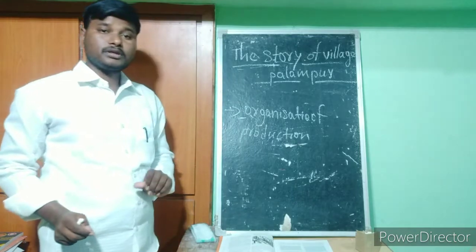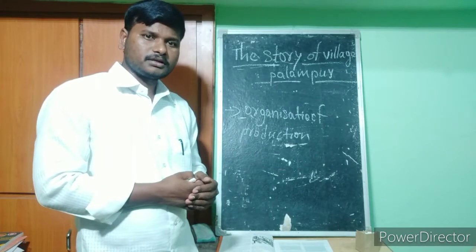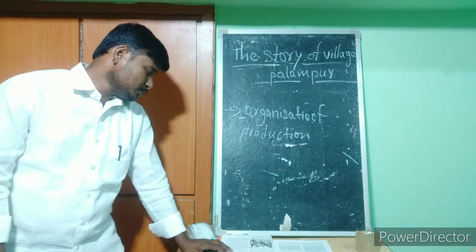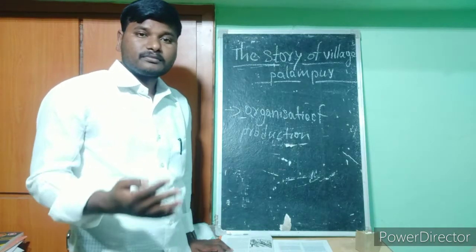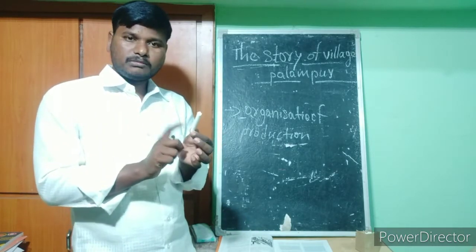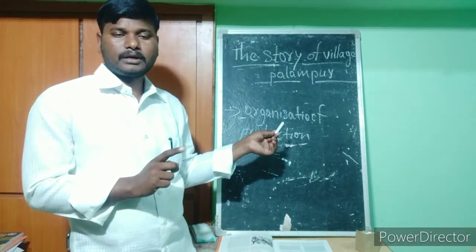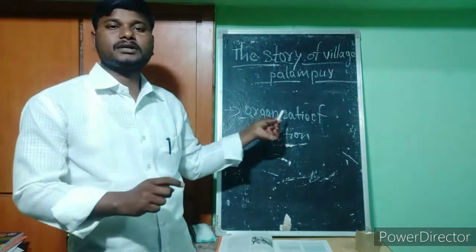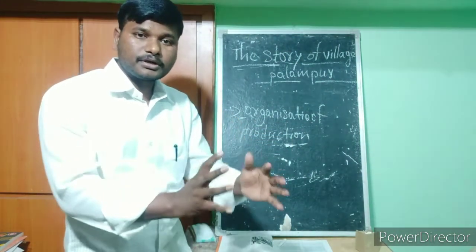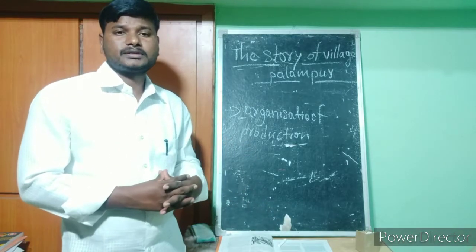Organization of production. If we want to produce something, we need other things. The aim of production is to produce the goods and services that we want. If I am going to produce this chalk piece, what is the aim? To write on the board. So this chalk is producing what? A service, writing. So the production aim is what? To give goods and services.